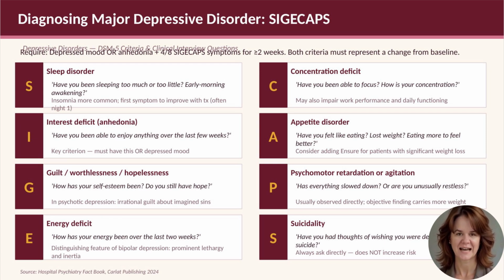And suicidal ideation must always be asked directly, such as, "Have you had thoughts of wanting to die or harming yourself?" In addition to symptom count, clinicians must assess severity, functional impairment, and safety, ensuring that symptoms are not better explained by a medical condition, substance use, or a history of mania or hypomania, as this structured approach ensures accurate diagnosis and appropriate treatment planning.